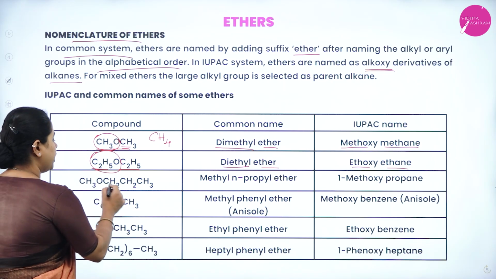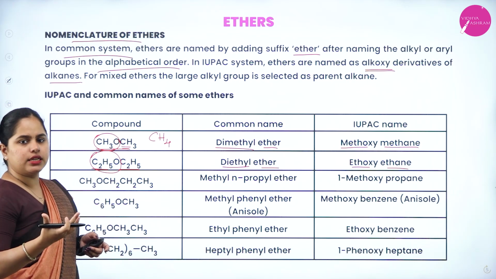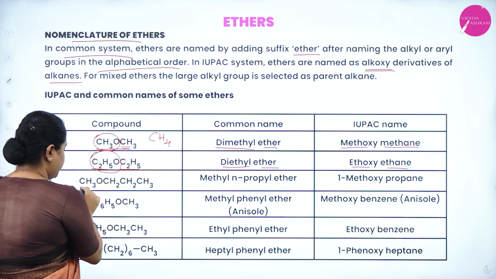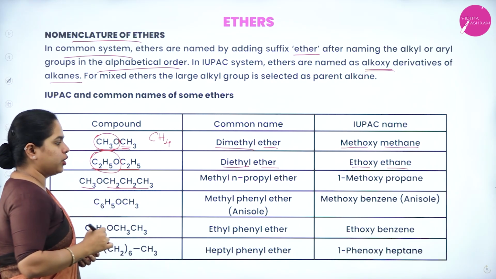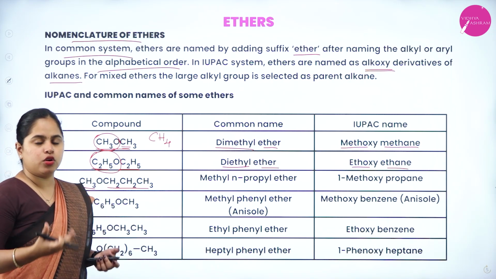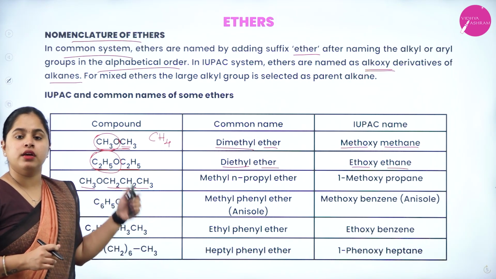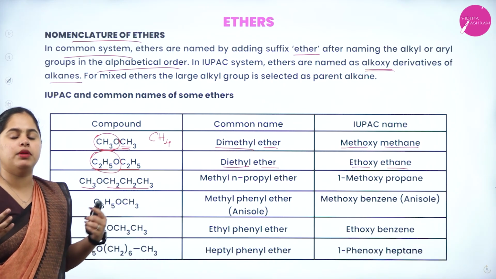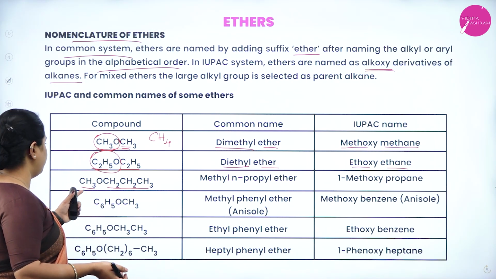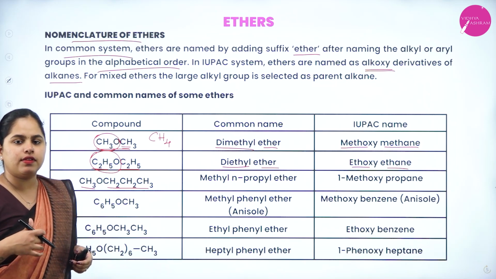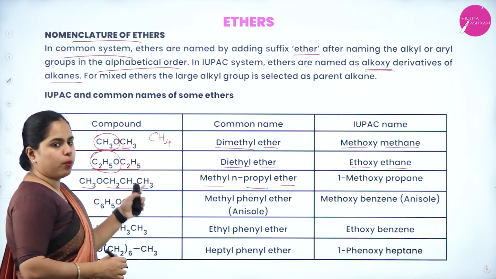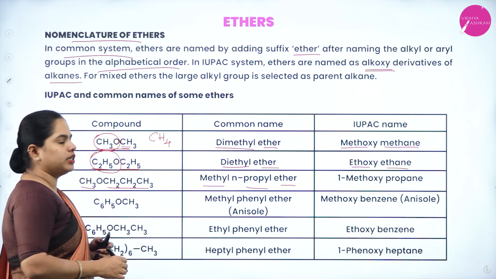Next one is CH3OCH2CH2CH3. So this is an unsymmetrical ether. On either side you have different alkyl groups: a methyl group as well as a propyl group. How are you going to name it according to the common system? With two different alkyl groups, it has to be named in alphabetical order. You have methyl and propyl, and of course methyl comes first alphabetically. So you will write methyl propyl ether. Methyl propyl ether, right?